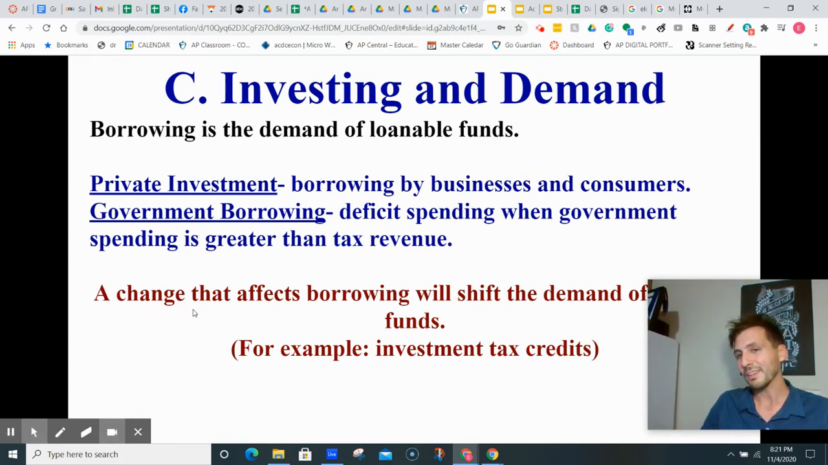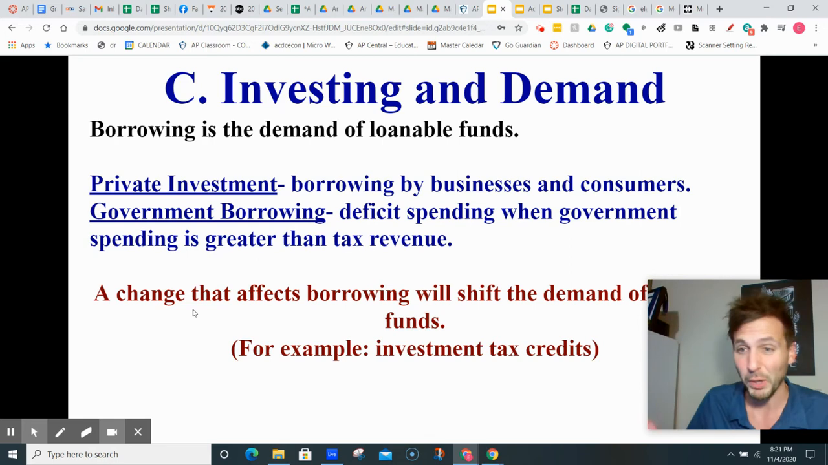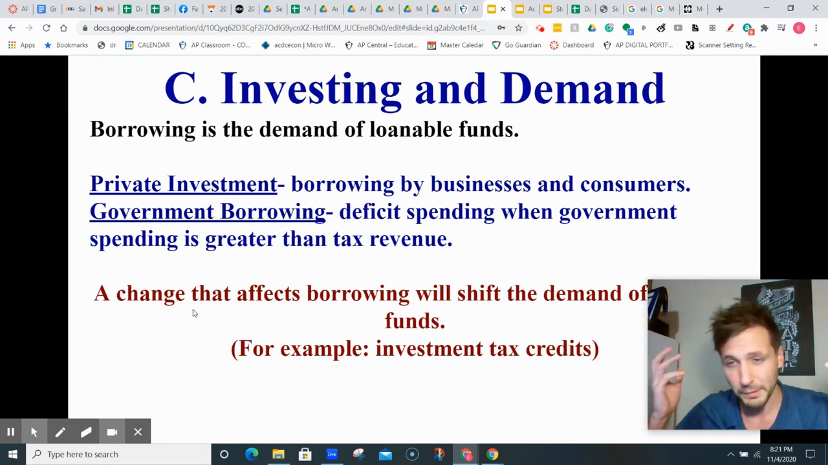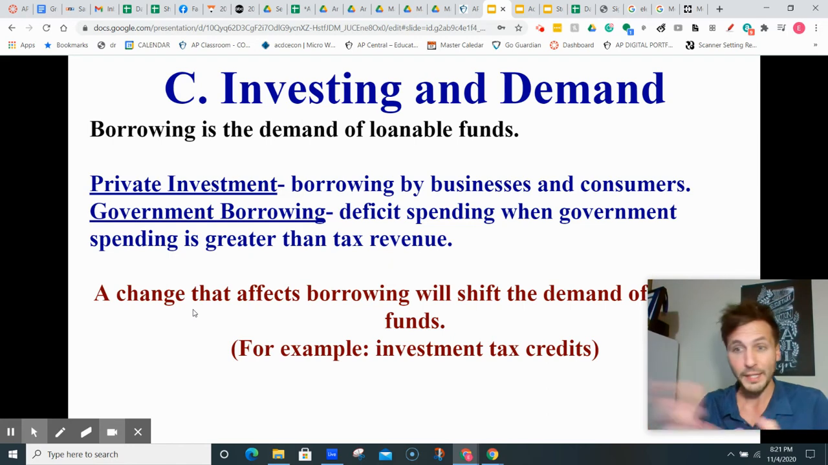Okay, what about investment and demand? Well, we know there's a couple of different types of investment. The first is private investment. This is where businesses and individuals like you and me decide that we want to borrow more money so that we can buy our houses and our cars or so that we can build a new factory, right? That increases the demand for loanable funds. Makes sense. And if we are less bullish on the economy and we don't want to buy those cars and those houses or build that factory, the demand will shift left.